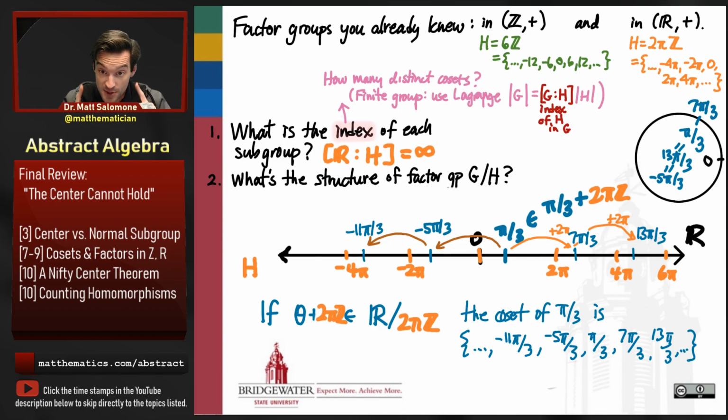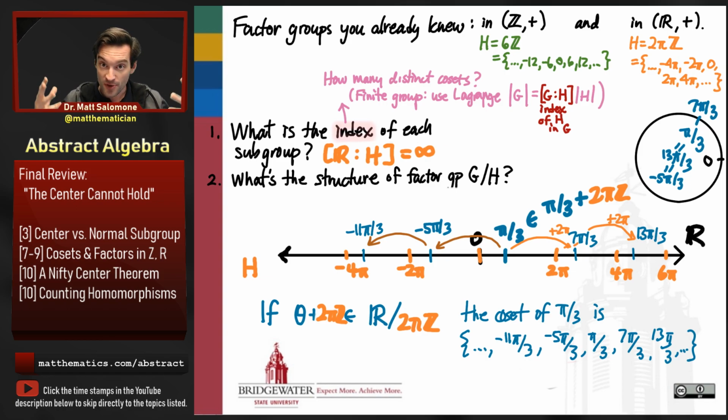But as soon as I consider 0 to be the same thing as 2 pi, which is what we do when we're talking about angles on a unit circle, when 0 and 2 pi are no longer different, that means that pi over 3 and 7 pi over 3 are no longer different. And 13 pi over 3 and minus 5 pi over 3 are no longer different. That is the idea of a factor group. We decide that the differences that we don't want to matter no longer matter. And we can no longer tell the difference between two elements of my group when that difference is a member of the subgroup that we're erasing.